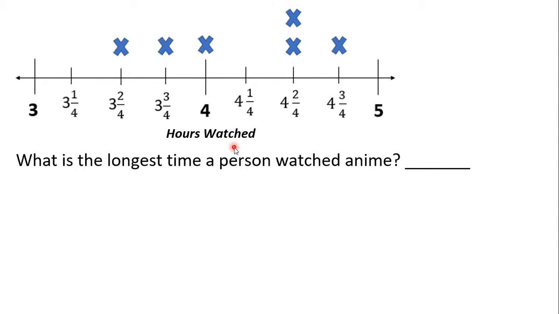Let's look at the first question. It says, what is the longest time a person watched anime? So I'm going to look at my number line here, and I'm going to try to find the biggest mixed number, the biggest number that has at least one X above it. Ooh, and that's here. 4 3/4 is the biggest number that has at least one person that watched that amount of time. So I know 4 3/4 is the longest amount of time that someone watched anime.